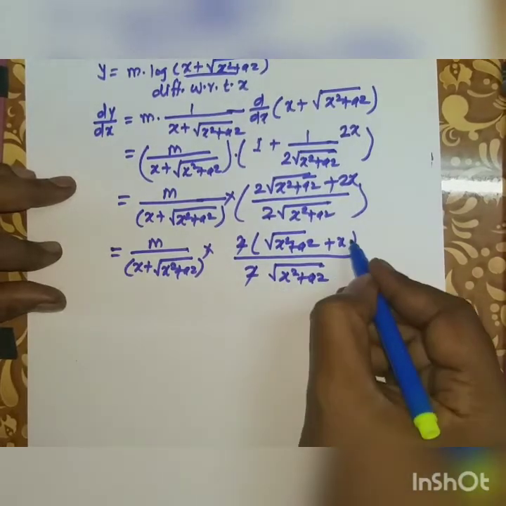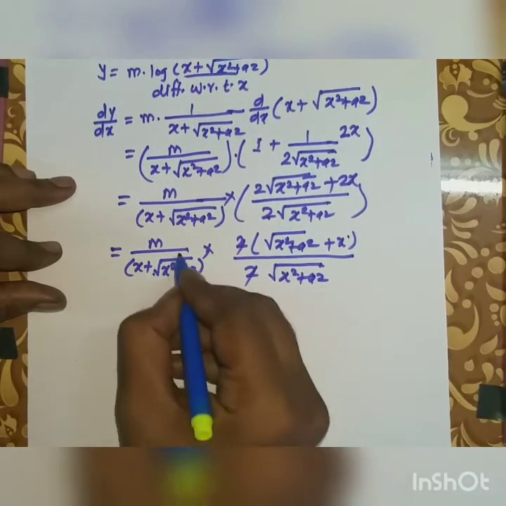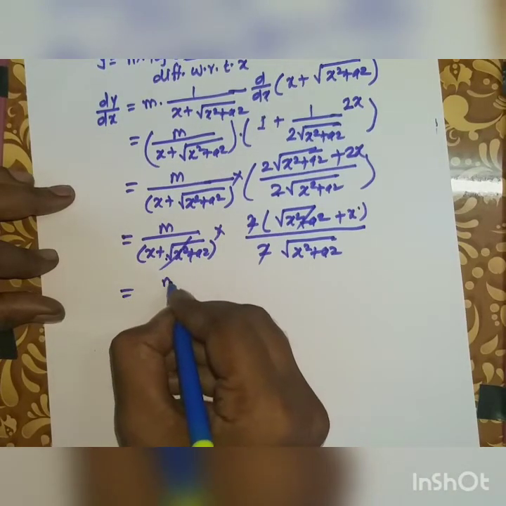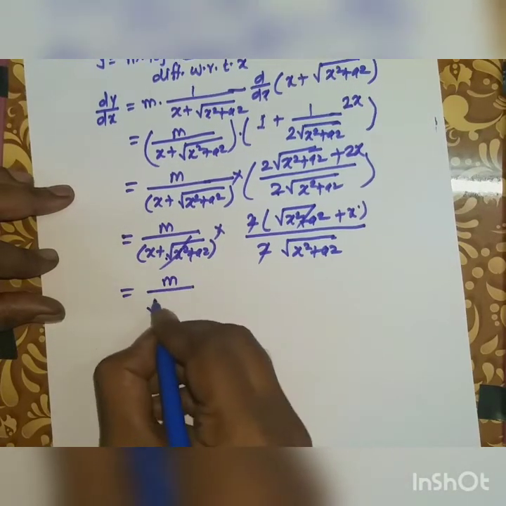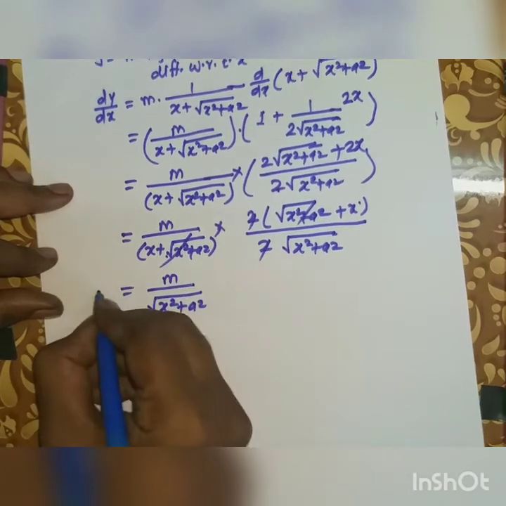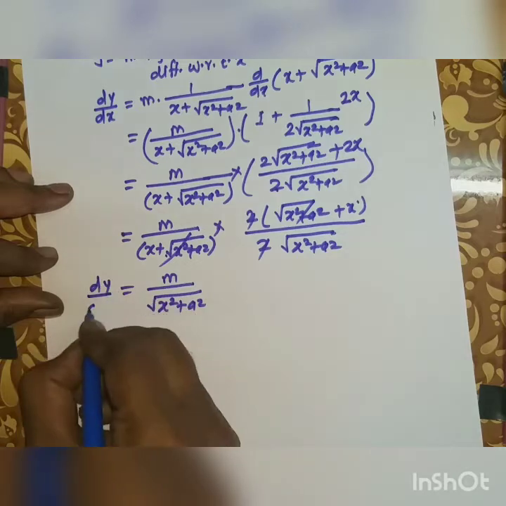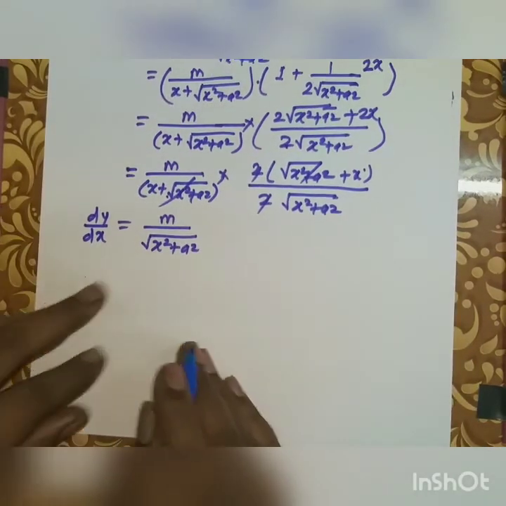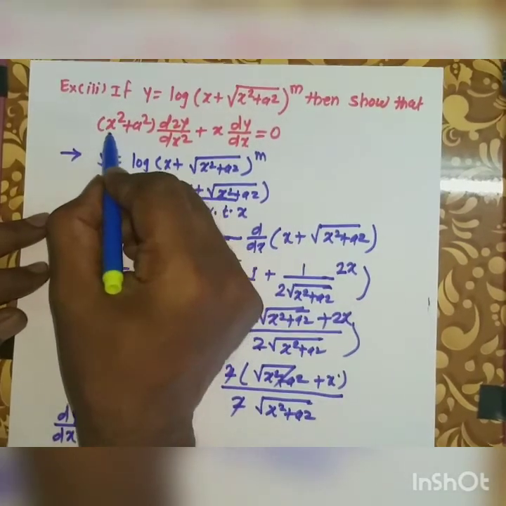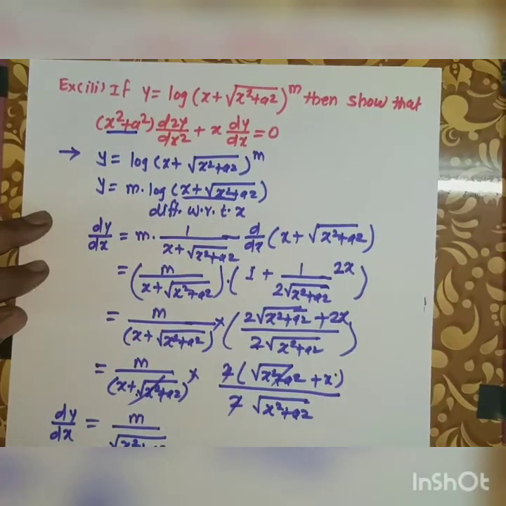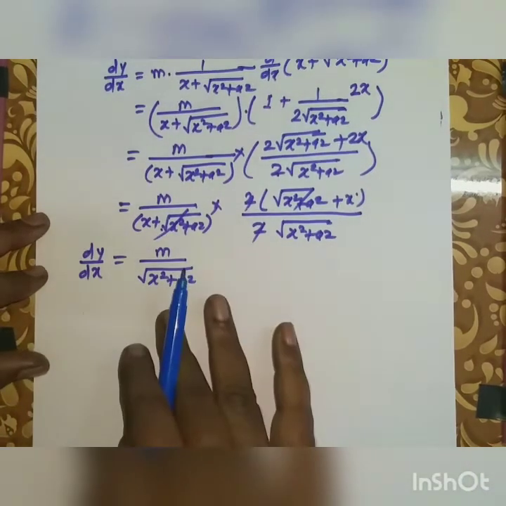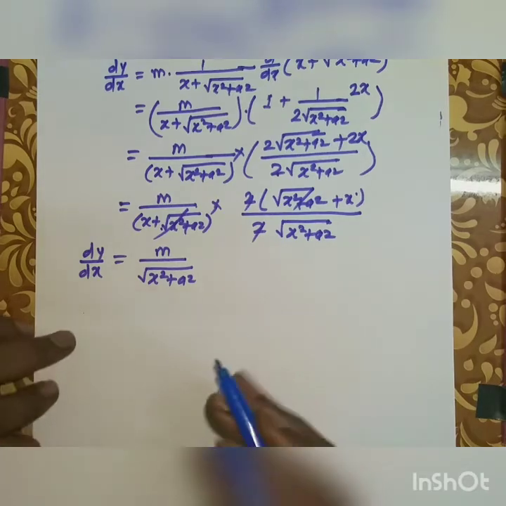The 2s cancel, and again this bracket and that bracket are the same, so cancel these brackets, leaving only m divided by under root x square plus a square. That is the first order derivative: m divided by under root x square plus a square. But in the answer, x square plus a square is not under a root, which means we take the square, then this root will be cancelled.